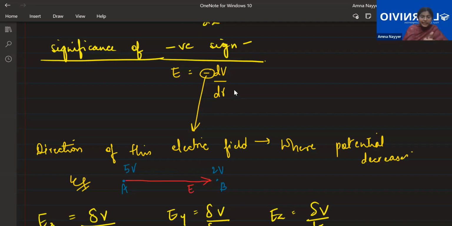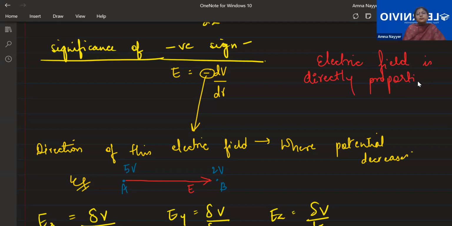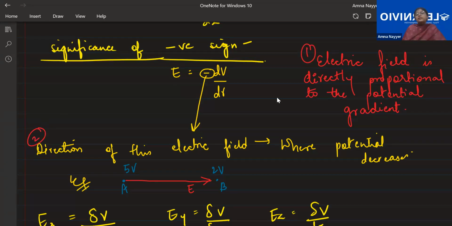So this is the potential gradient, dV by dx. These are the things you have to remember. Now I told you two important conclusions. One conclusion says that the electric field is directly proportional to the potential gradient. This is one important conclusion. Second is regarding the sign, that the direction of the electric field is where the electric potential decreases.